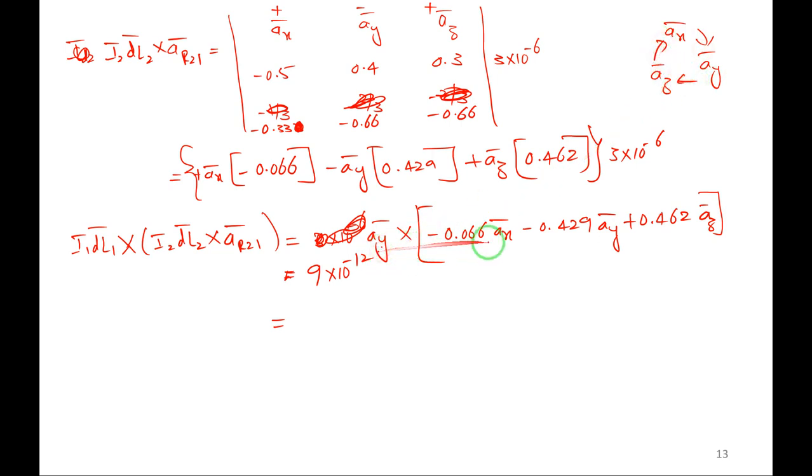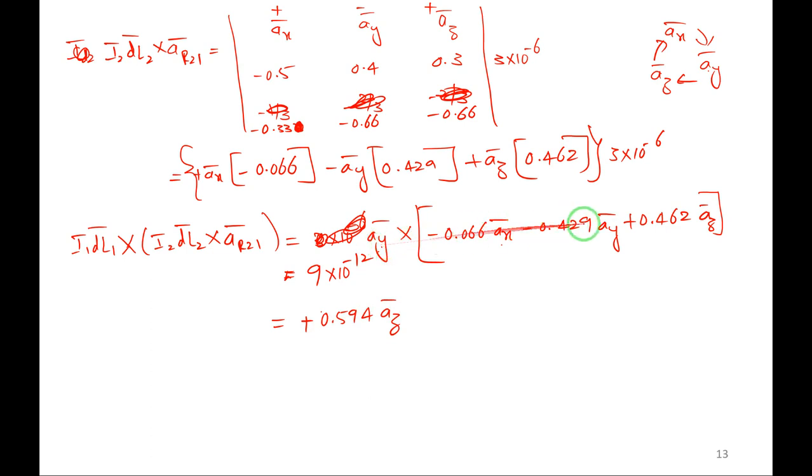So what is AY cross AX? So AY cross AX is minus AZ. So this minus this, it will become plus. So 9 into 0.066, I am getting 0.594. Plus into minus, I am getting minus, but let me check AY cross AX. AY cross AX is minus AZ. So minus into minus, it will become plus AZ.